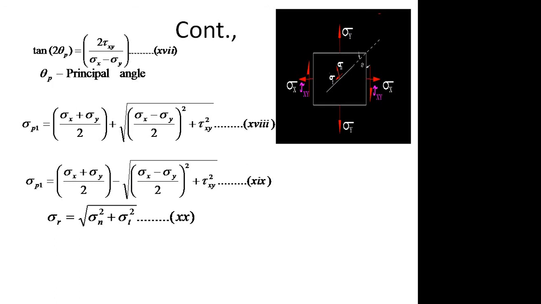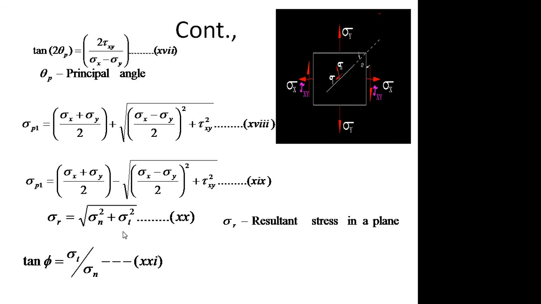Now, at the principal plane there is only sigma n, there is no sigma t. At some other plane, there will be sigma n as well as sigma t. So we can find sigma n and sigma t using the relations, and we can find the resultant stress. The resultant stress, sigma r, is equal to root of sigma n square plus sigma t square. So this resultant will be acting at some angle with sigma n.